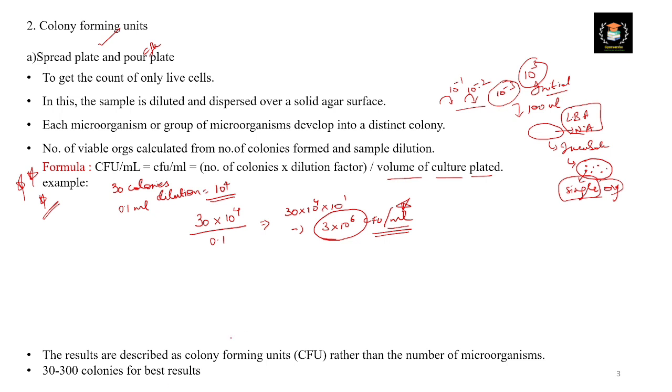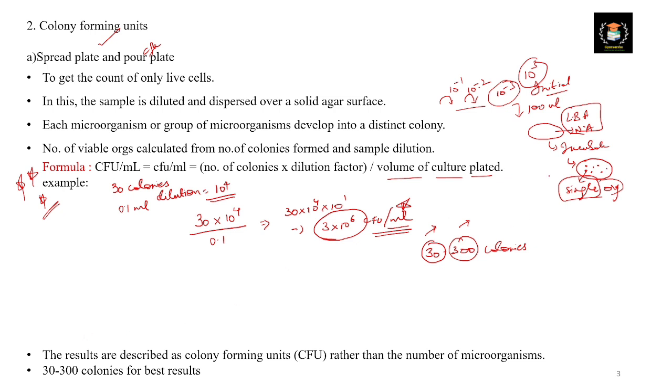Okay, so here mostly it is considered that you should be getting around 30 to 300 colonies on your plate. If your colonies are less than 30, then this technique might not be good for your experiment, and if you are getting more than 300 colonies, there might be some error in your result. Okay, if you follow this technique.